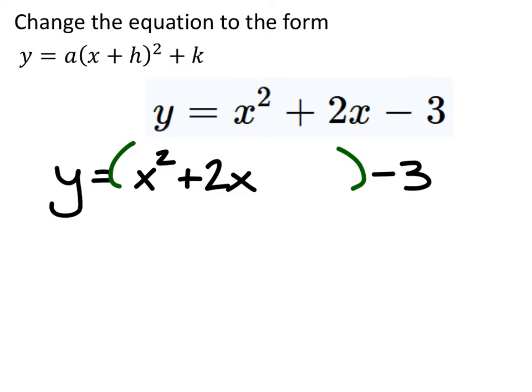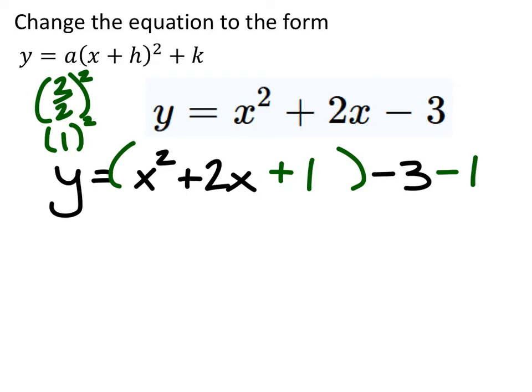To complete the square, I look at the b value in the parentheses, the green, which is 2. I need to divide that by 2 and square it. When I do that, I get 1 squared, which is just 1. So I add that 1 here. Now this is on the same side of the parentheses, so since I added 1, I also need to subtract 1 as well.